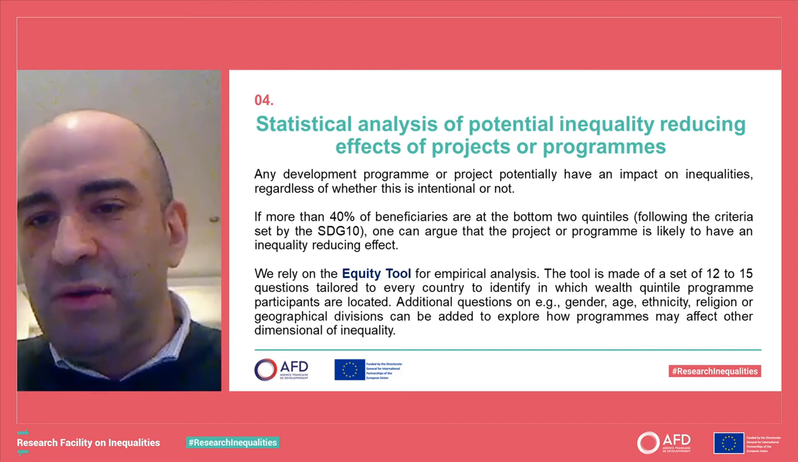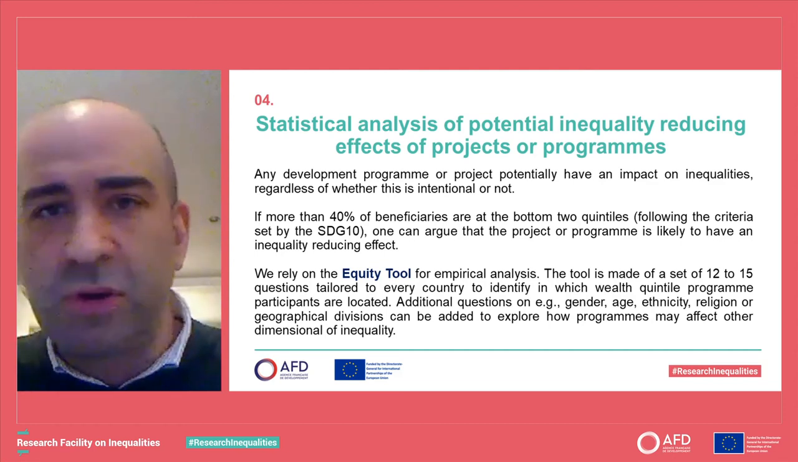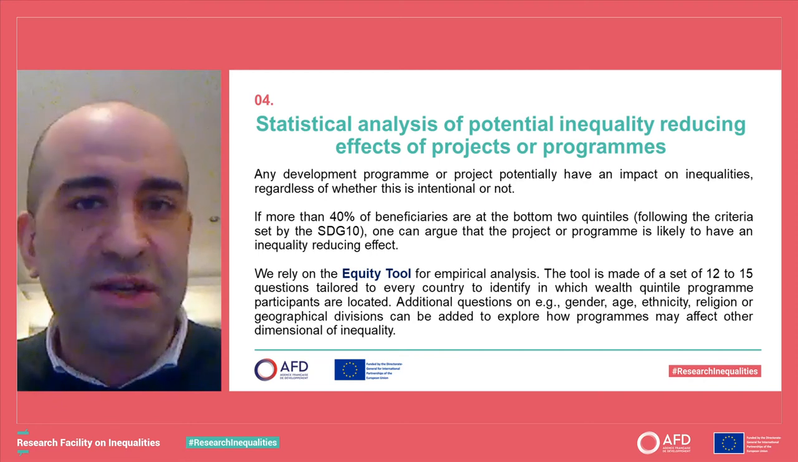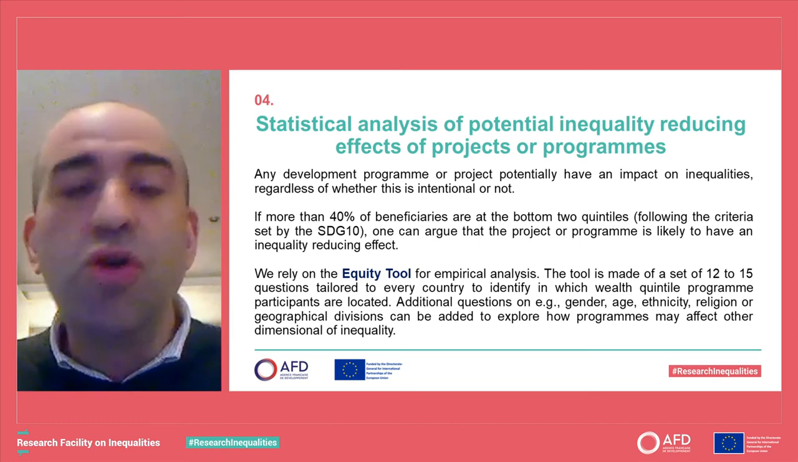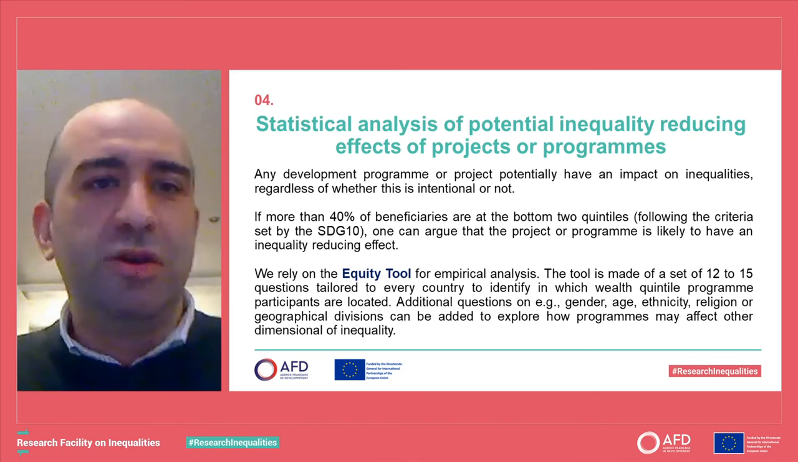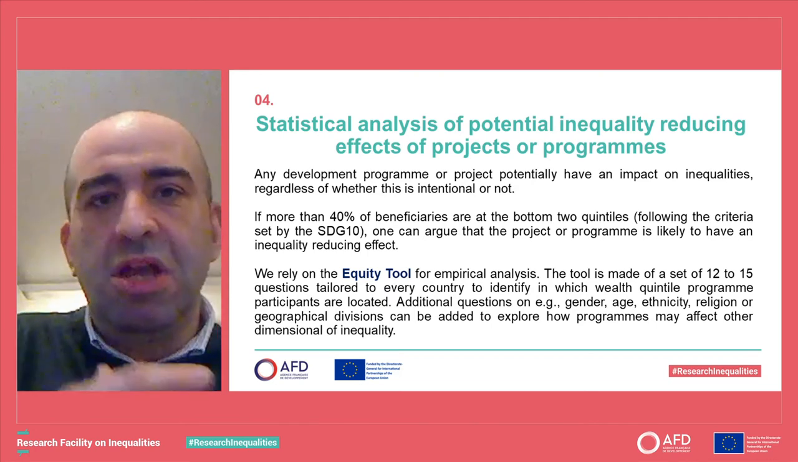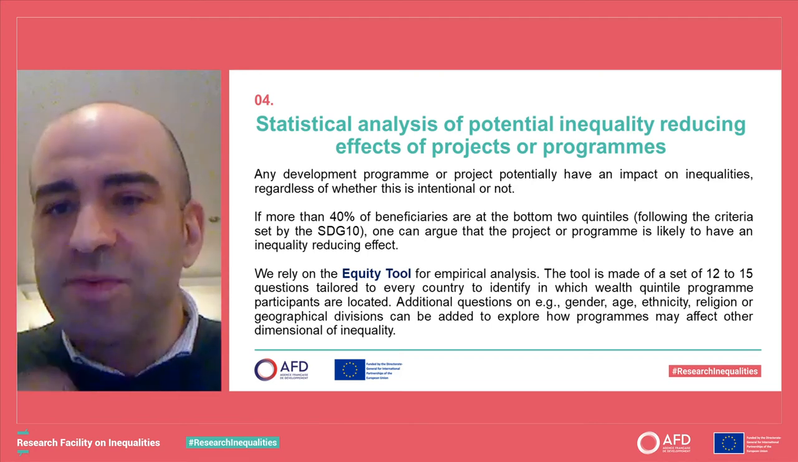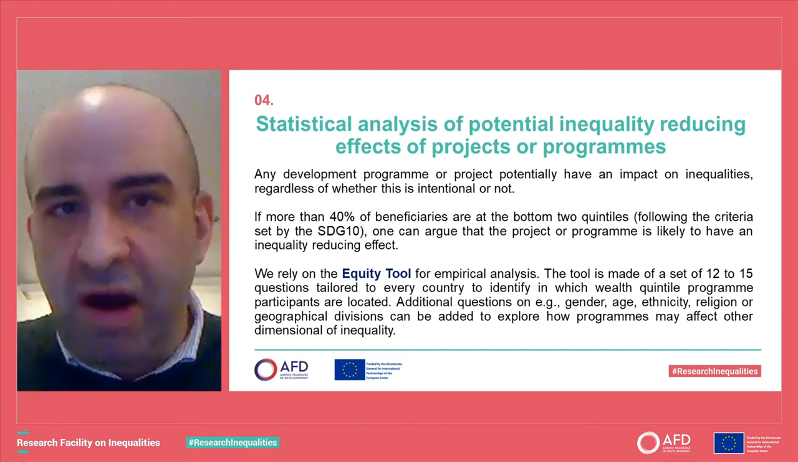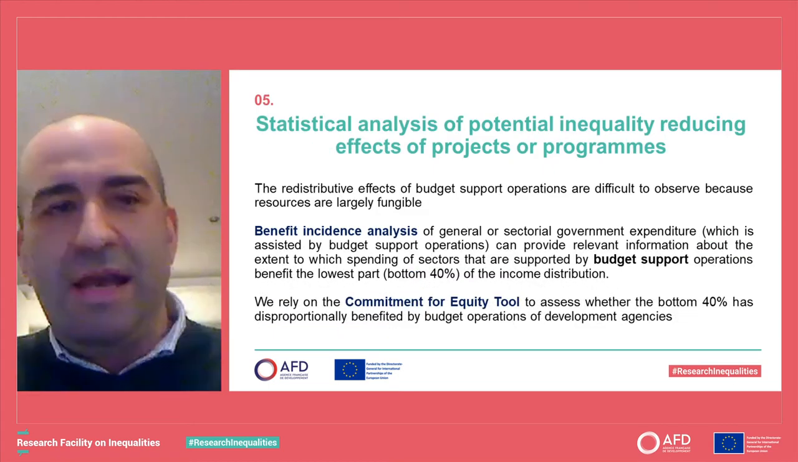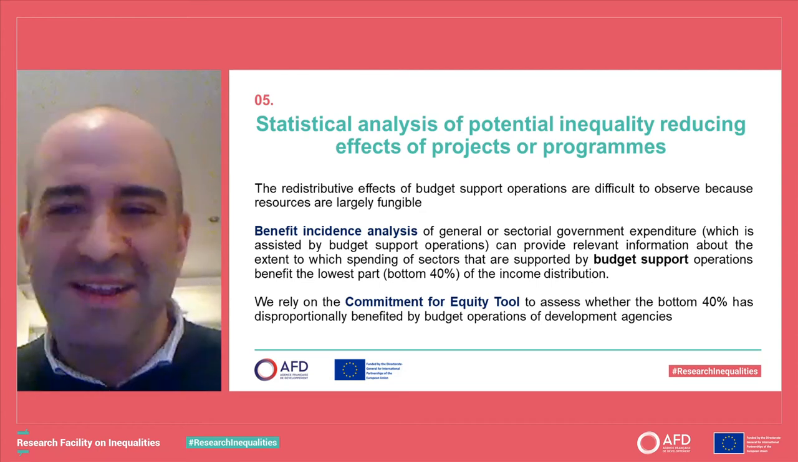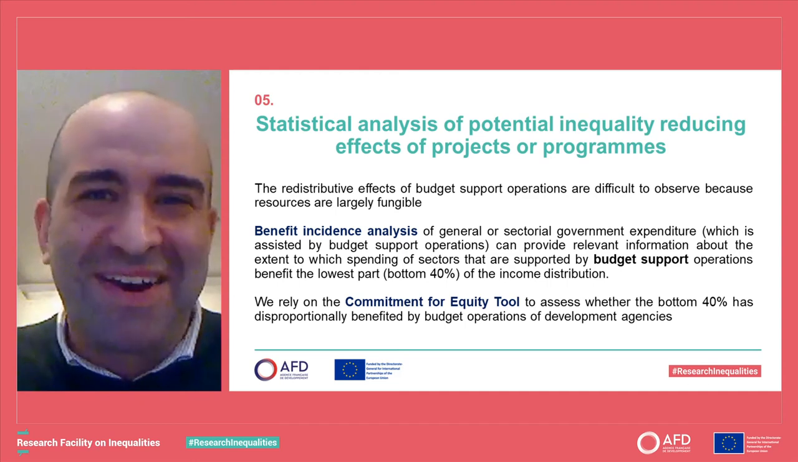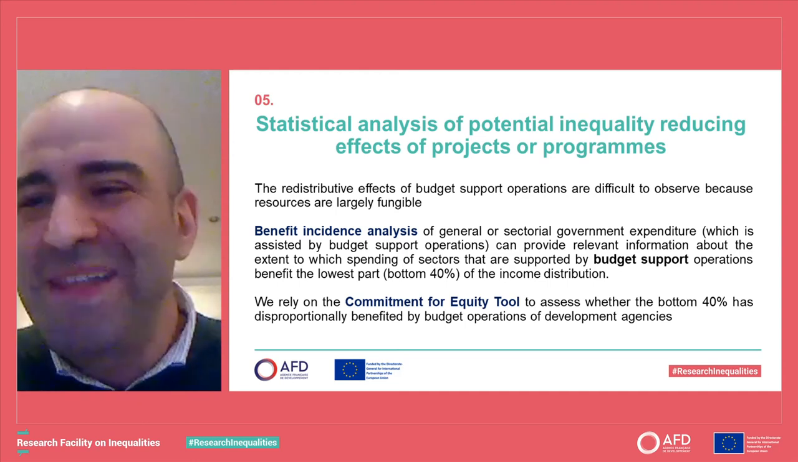And we relied on the equity tool, that is a very simple tool, 12 to 15 questions tailored to every country, and you identify the wealth quintile of the participant. And you can also add questions about gender. So you can see the interaction between income and gender in this case, age groups, et cetera. And of course, look at geographical level. And the other one is the very famous commitment to equity that we heard before.